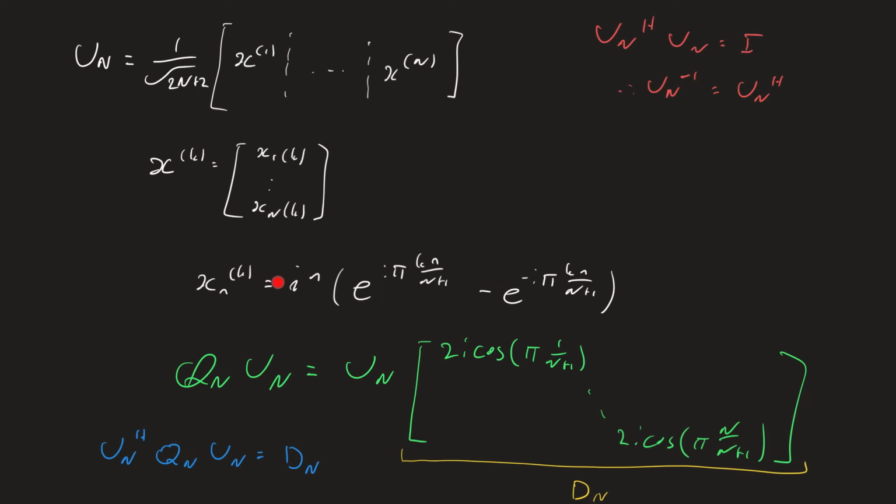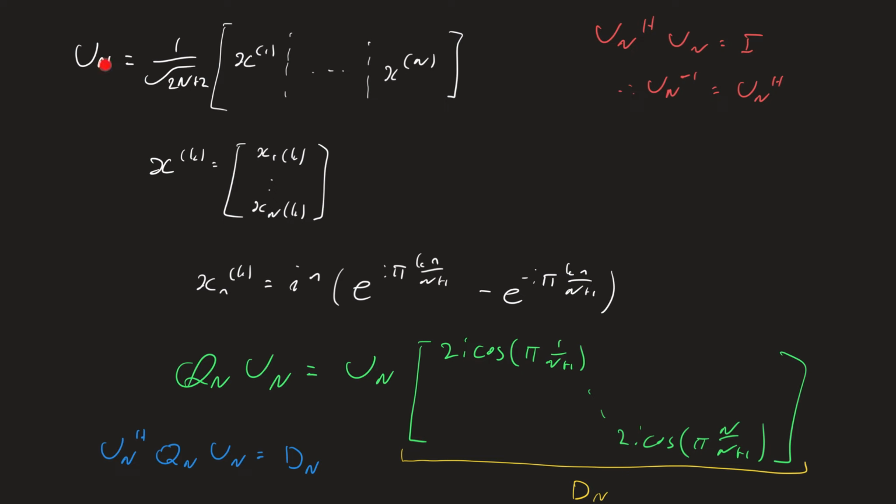The eigenvectors of Qn are given element-wise by this expression here. We put each element in to form the kth eigenvector here, and then we can form a matrix U of n by putting each eigenvector as a column of U of n. The eigenvectors are pairwise orthogonal, and so therefore the columns of U of n will be pairwise orthogonal.